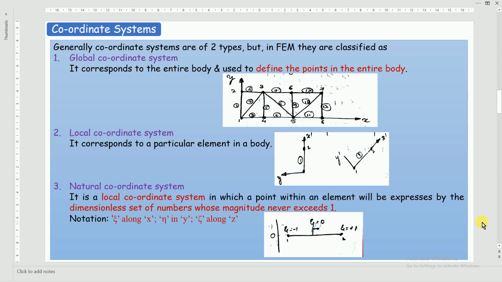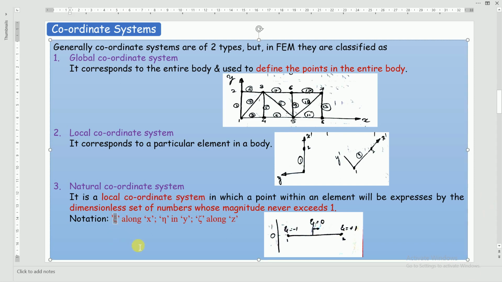Sir, can you tell that notation once again? Which one? This is xi. This is neta. This you might have used. And this is zeta.